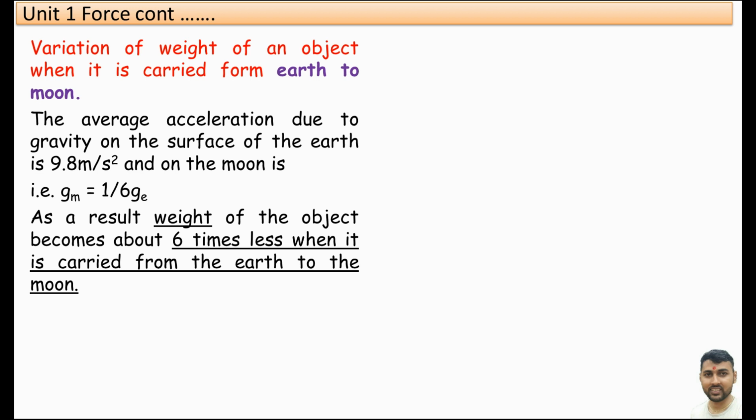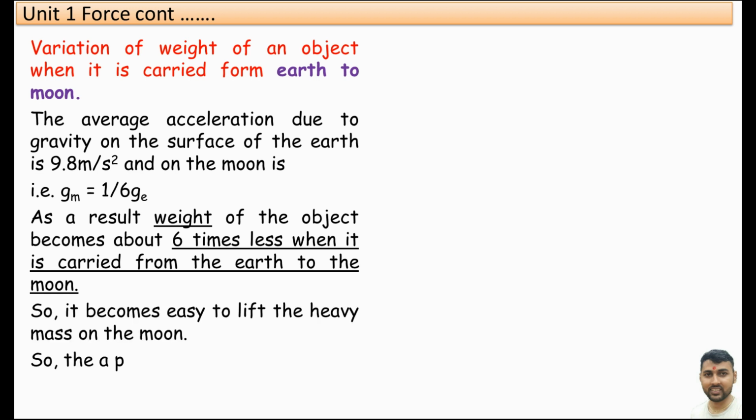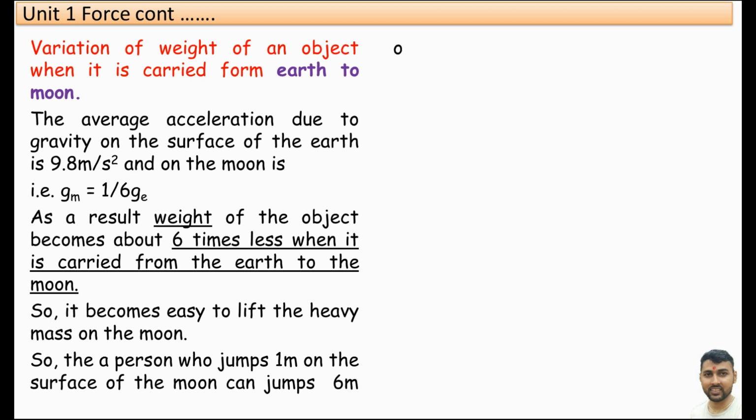Acceleration due to gravity of the moon is 1 by 6th part of acceleration due to gravity of the earth. As a result, the weight of the object becomes about 6 times less when it is carried from earth to the moon. Suppose an object having weight 60 Newton on the surface of the earth becomes only 6 Newton on the surface of the moon, 6 times less.